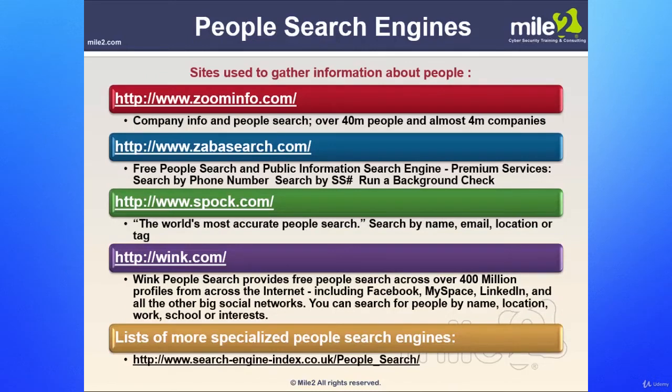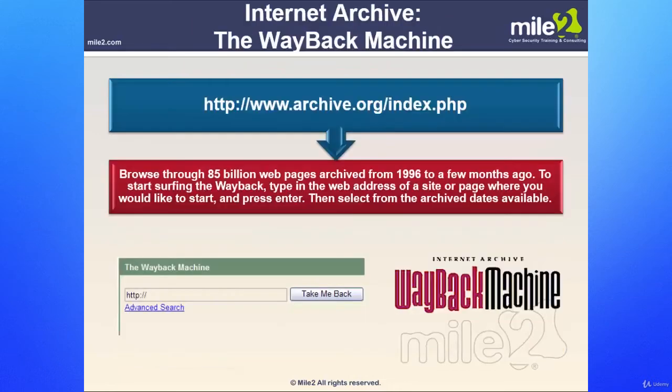Here are some people search engines you can check out. We have zoominfo.com, zabasearch.com, spock.com, and we also have Wink. You can also find more specialized people search engines by looking at search-engine-index.co.uk/people_search.